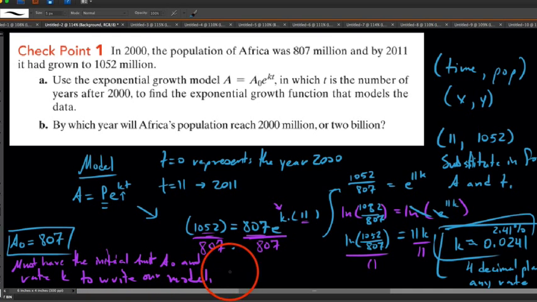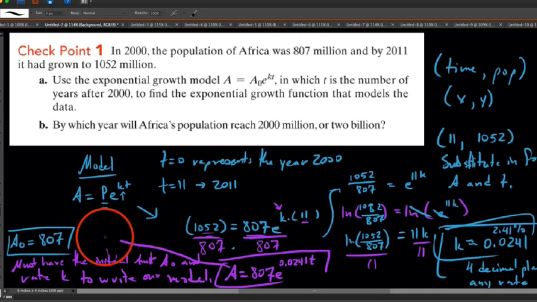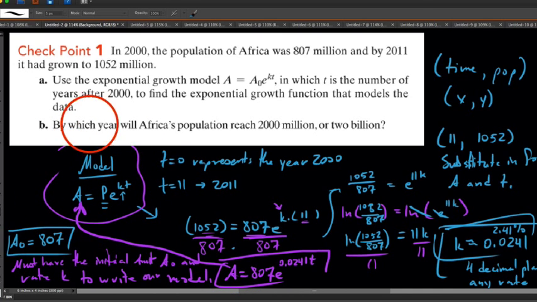Basically, once we have these 2 values here, we're going to say that our model is A equals our initial amount, 807. Let me write that 7 again. e to the rate, which is 0.0241 times time. And what we could say is this model right here, I've got to put fireworks around this. It belongs right here. Put it right here on your paper where it says model.